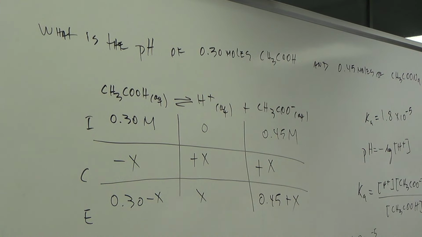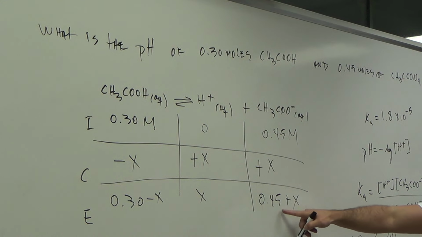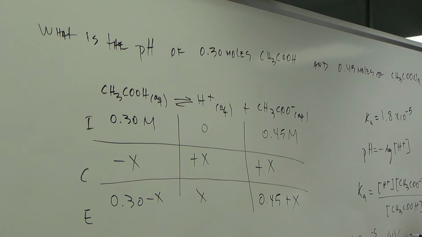X. And this is when the robots from before that were saying x squared all the time will make a mistake and write x squared here. Okay? Concentration of H plus is x. Concentration of the acetate ion is 0.45 plus x.